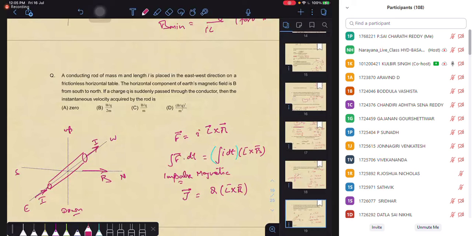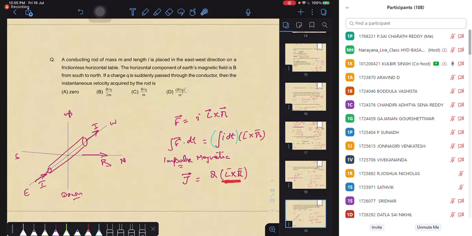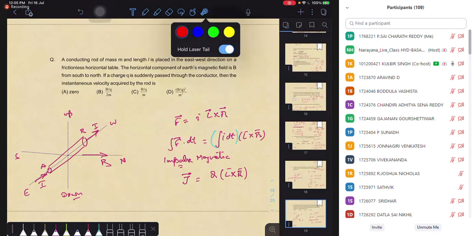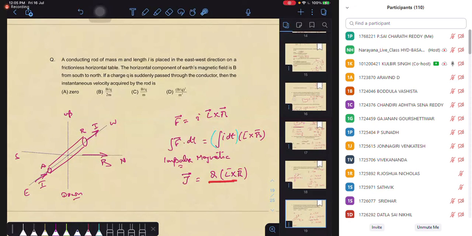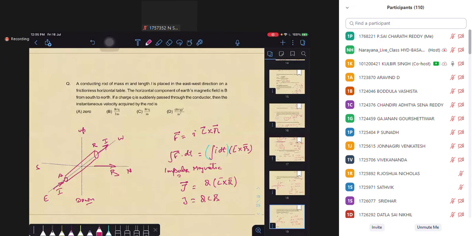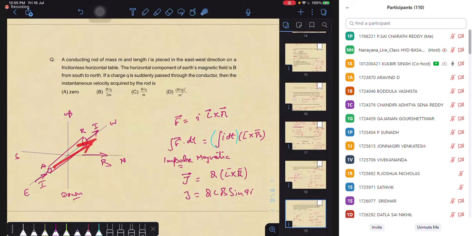Good. Now if my impulse is coming, this impulse direction is L cross B. L here is from the starting point to the ending point, the AB direction. The impulse is going to be sudden, just like when you hit a ball with a bat, it will suddenly gain velocity in a short time interval. In the same way, this current passes very briefly, so it will give the impulse, and the impulse is Q L cross B. If I write this value, the angle here is 90 degrees. The magnetic field is in the north direction and the current is going in the west direction, so the angle is 90 degrees.